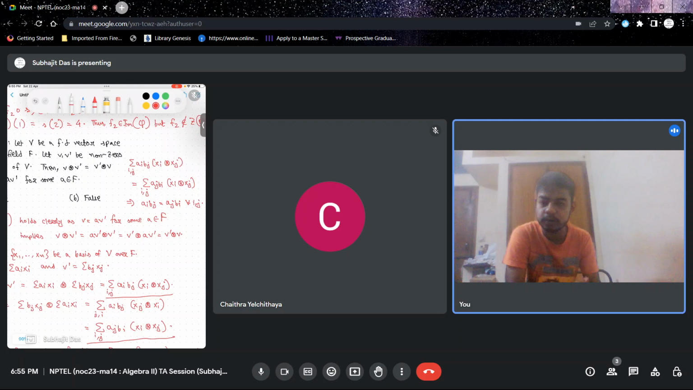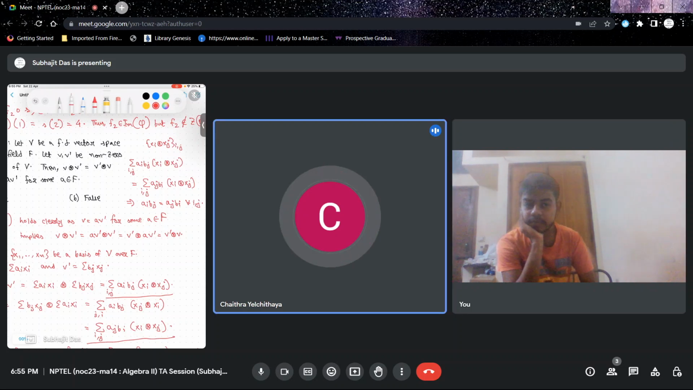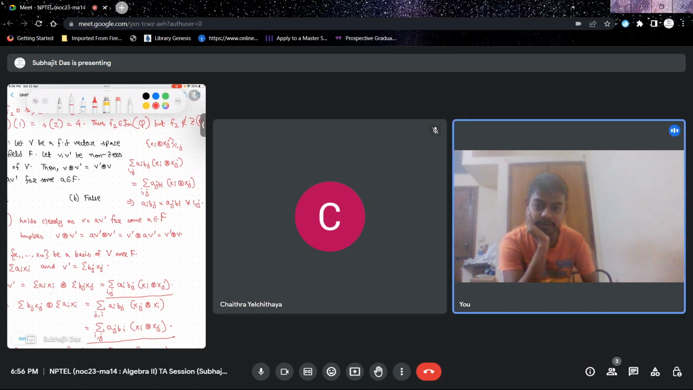But can you directly conclude that this xi tensored with xj will be a basis for V over F? Yeah, but how do you conclude from that that this will be a basis? Think about this for maybe a minute. Okay, so forget basis and all that. Just tell me what is the first thing that you can conclude about xi tensored with xj?